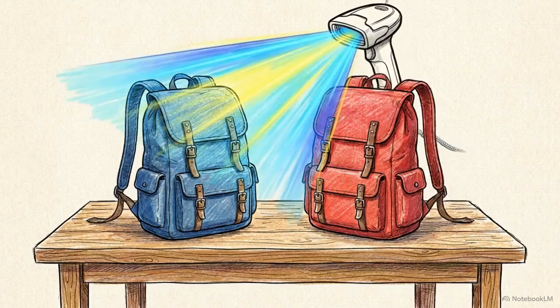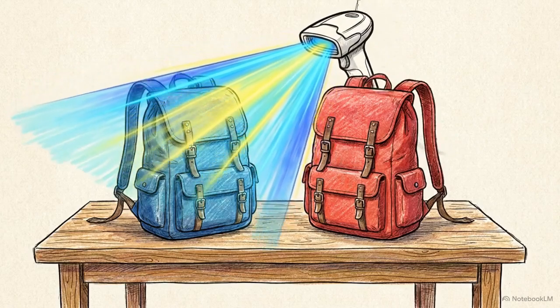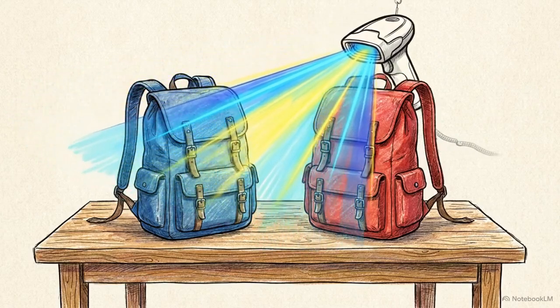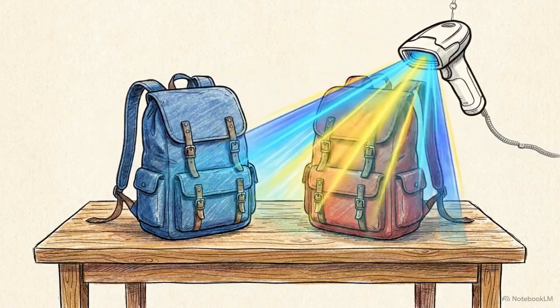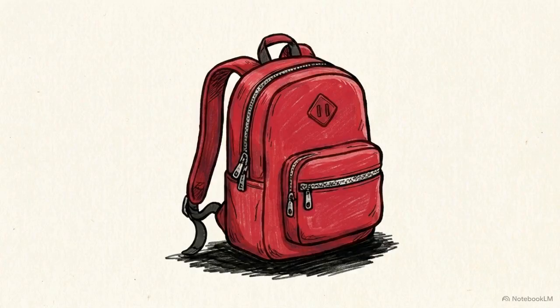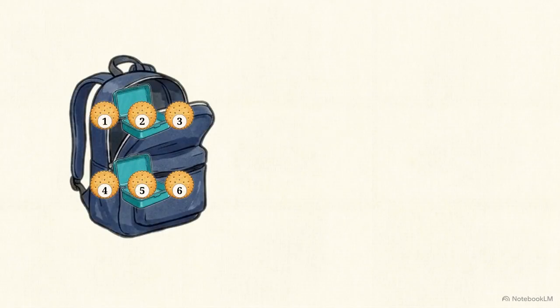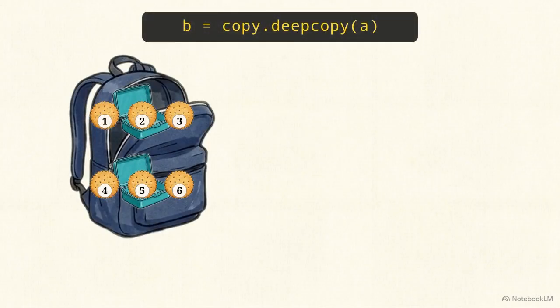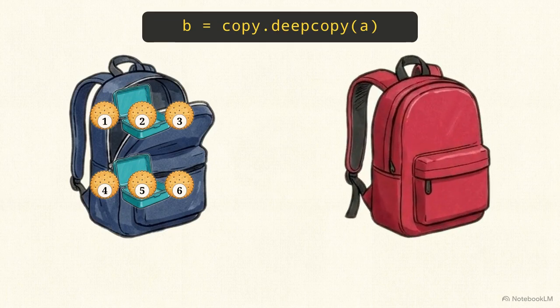To avoid that shared trap, we need a way to create a true clone, a second structure where absolutely nothing is shared with the original. For that, Python provides a tool called deepcopy. Let's start fresh. This time, we use the command copy.deepcopy(a). We get our new outer container, the red backpack, sitting next to our original blue one.